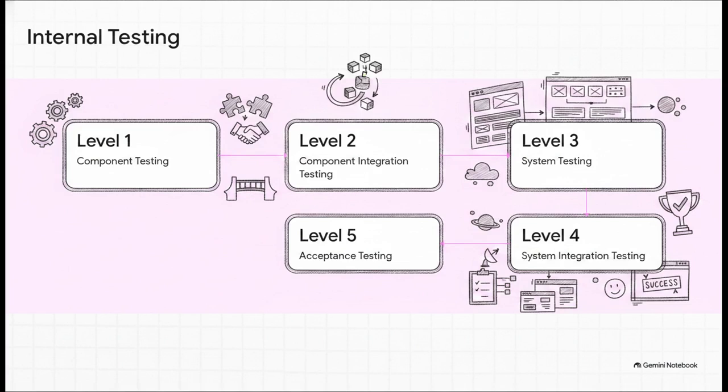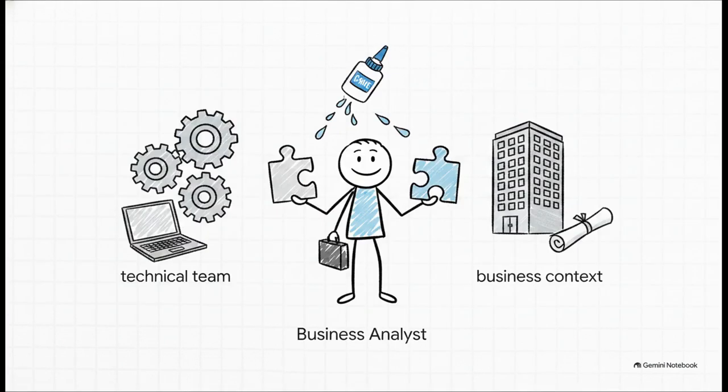Now, you might be wondering, where exactly does the business analyst fit into this deeply technical process? Well, the BA's input is essentially the vital glue holding it all together. They provide the business context to the technical team, the actual why behind the code. They clarify the business logic so developers can write accurate tests.